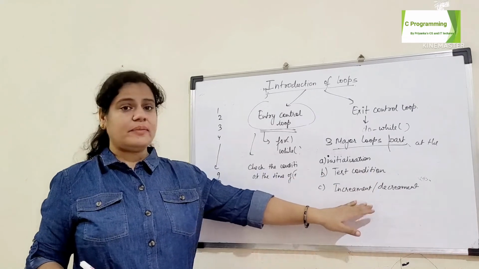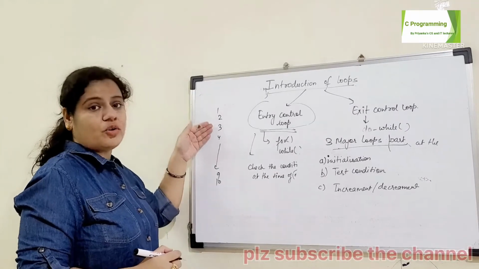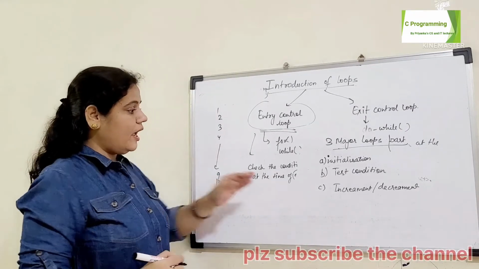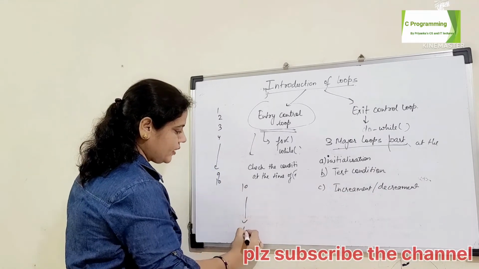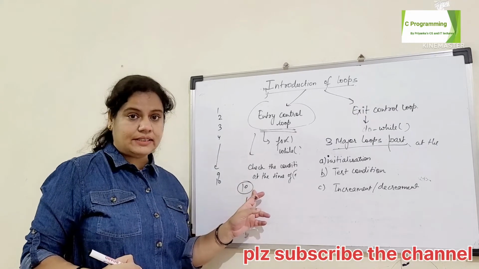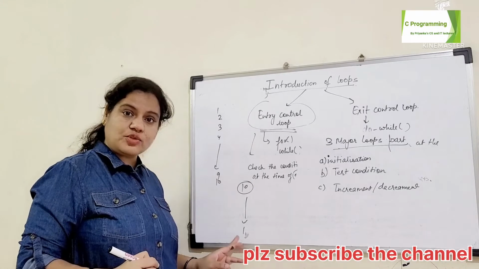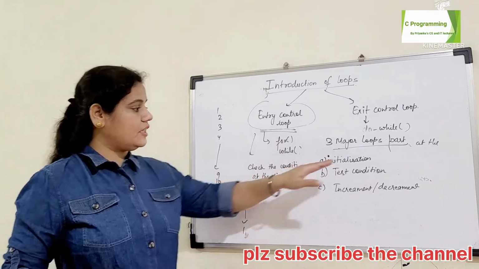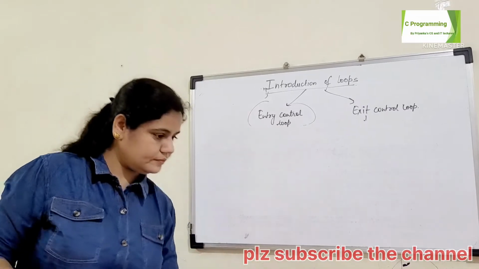And increment decrement means if I want to write from 1 to 10, then I have to increase the value of the iterated variable. And if I want to write from 10 to 1, then I need to initialize it by 10 and decrease the value till it becomes 1. This is the test condition. Initialization, test condition, and the increment decrement.